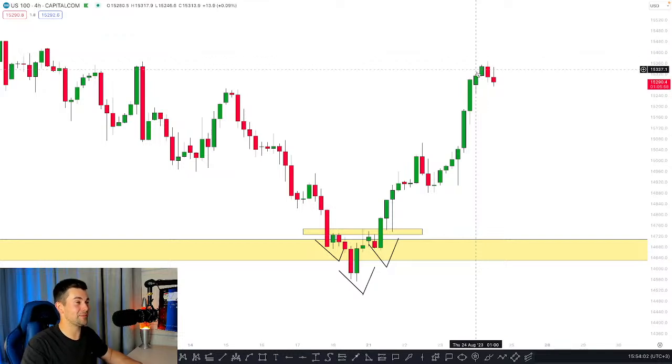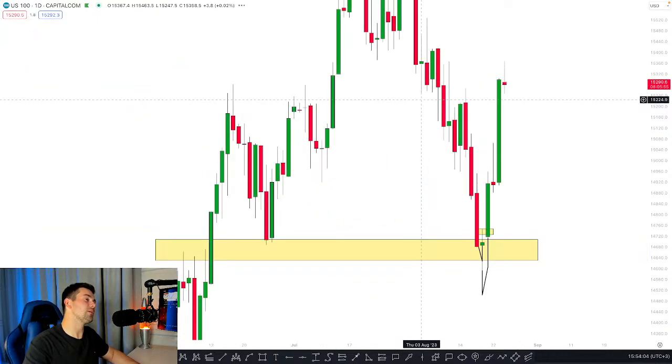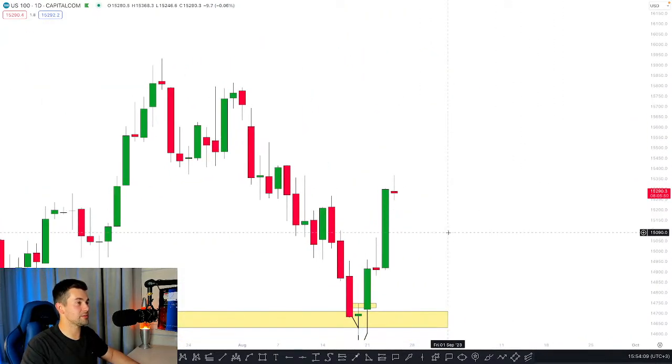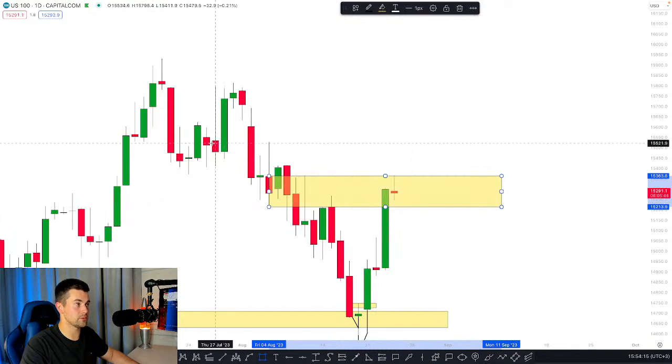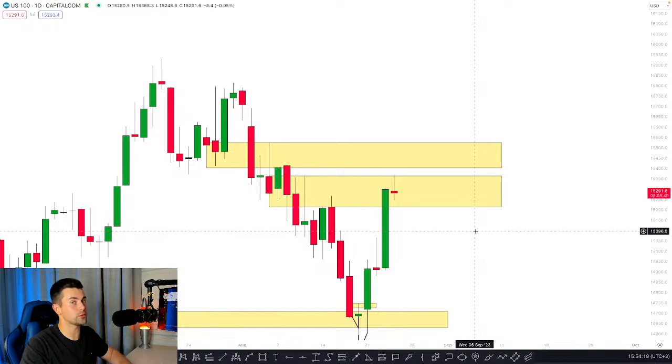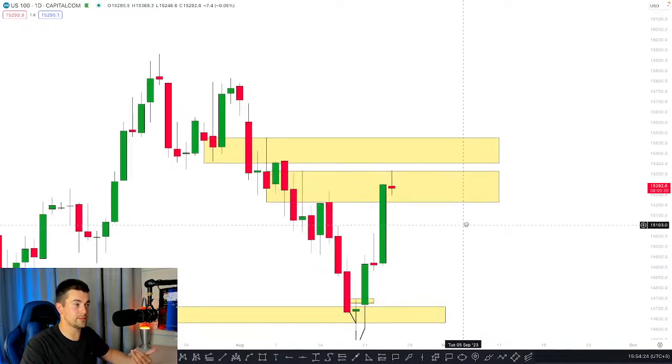Anyway, from a current perspective, analyzing the index, we can spot that ahead we have 2 very important resistances. We have a solid resistance right here, and we have a solid resistance right here. So 2 very important resistances are ahead here on NASDAQ index.